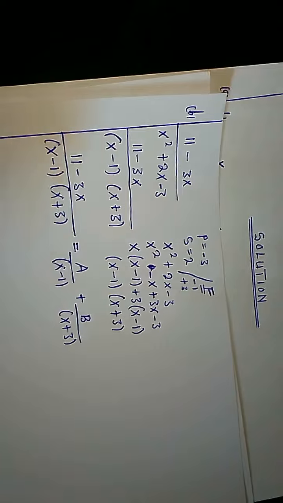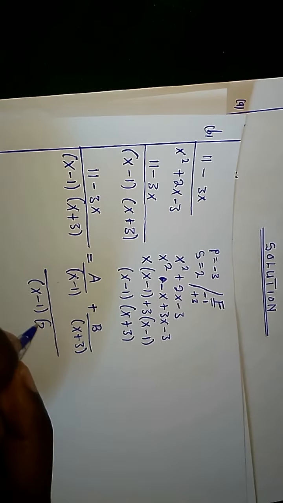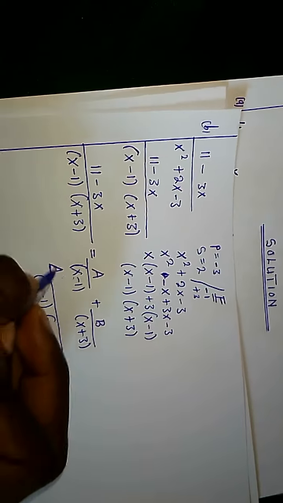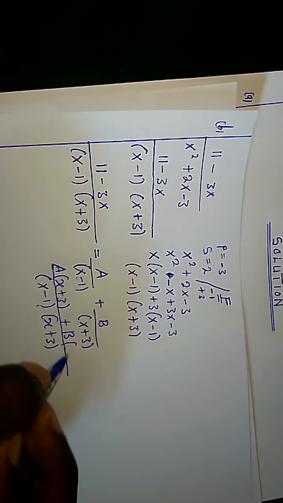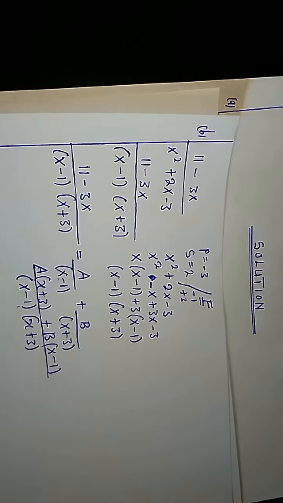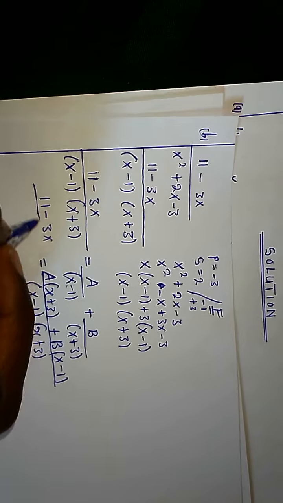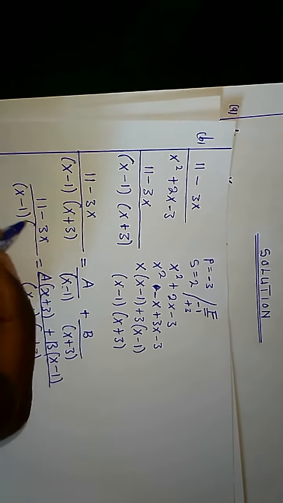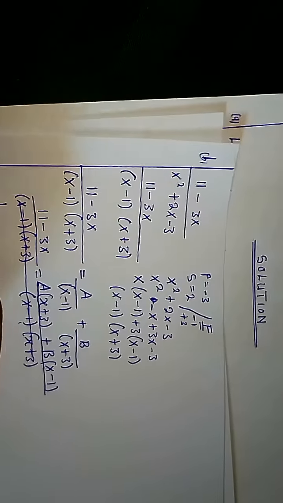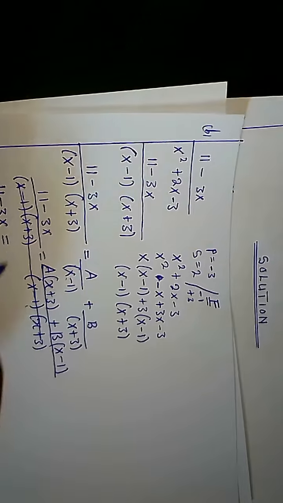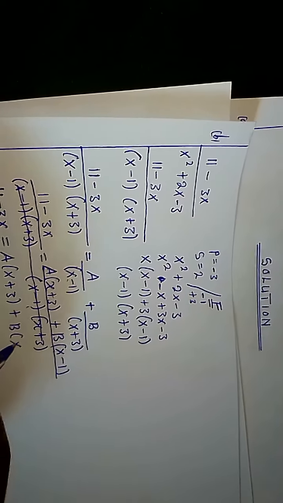Alright. From here, we can introduce the same concept. The common denominator is simply x minus 1, x plus 3. This into this, it is simply a times x plus 3 plus b times x minus 1, like that. Then from here, not forgetting this, so this was 11 minus 3x over x minus 1, x plus 3, like this. We can cancel out this, so that we remain with 11 minus 3x equal to a(x plus 3) plus b(x minus 1).